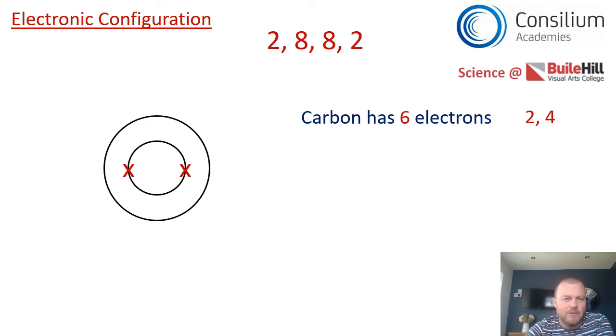Now that shell's full, so the next 4 have to go on the second shell. And just for neatness' sake, I do like to draw them like that, but you can put them wherever you want. And I would finish that diagram by actually putting the arrangement underneath. So any science teacher that sees that knows that that is an atom of carbon, because the electrons were arranged 2 in the first shell and 4 in the second shell.